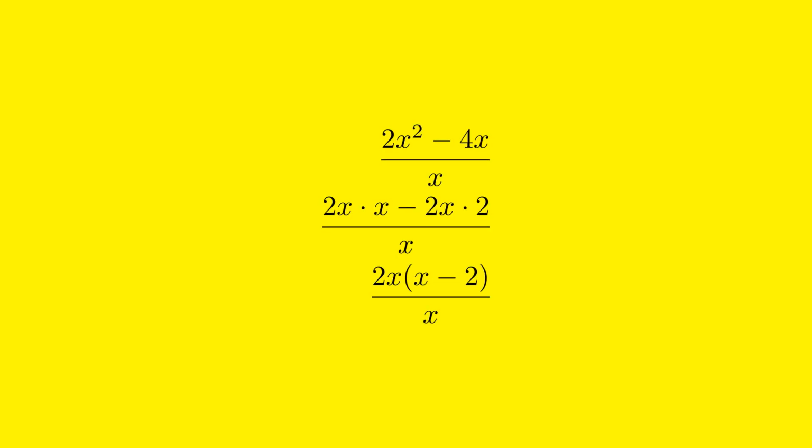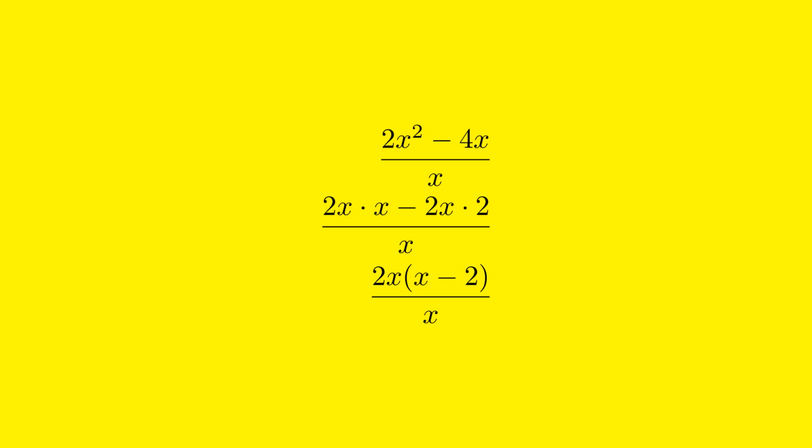Step 1. To solve the problem, start by looking at the original expression. The expression is 2x squared minus 4x over x. The goal is to simplify this expression to its lowest terms. First, observe that in the numerator, which is the top part of the fraction, we have two terms, 2x squared and minus 4x. Notice that both terms have a common factor.